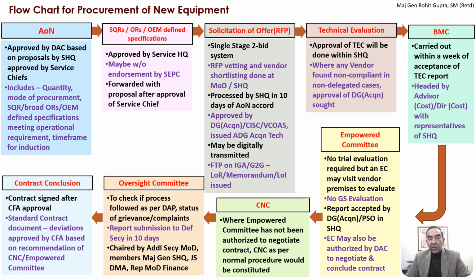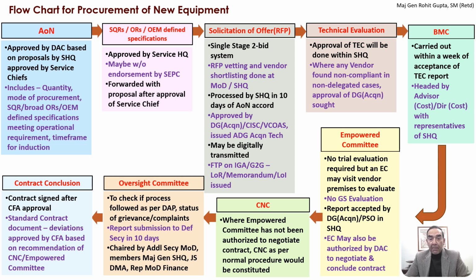The solicitation of offer, which is basically the RFP or the request for proposal, is the same thing as a single stage two-bid system. That means both the technical and the financial criteria are put into two different envelopes and given to the service headquarters, opened separately. RFP vetting and vendor shortlisting is done at the MOD/the SHQ.